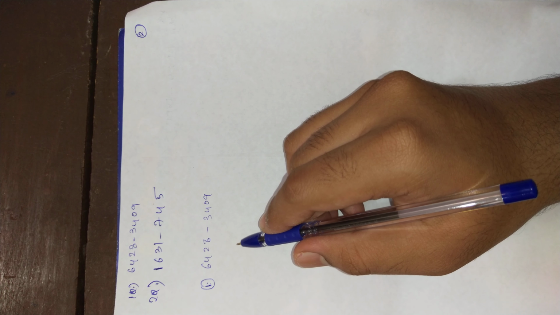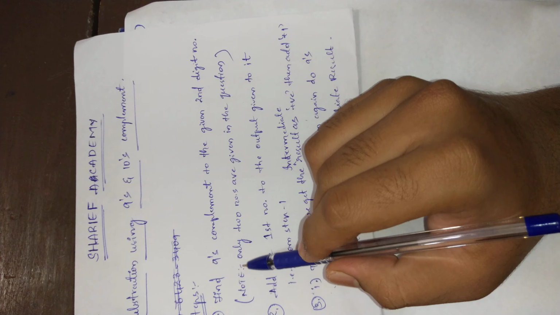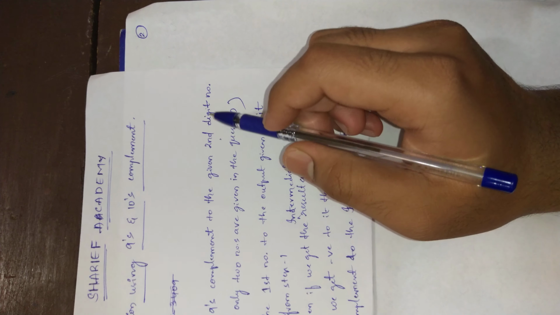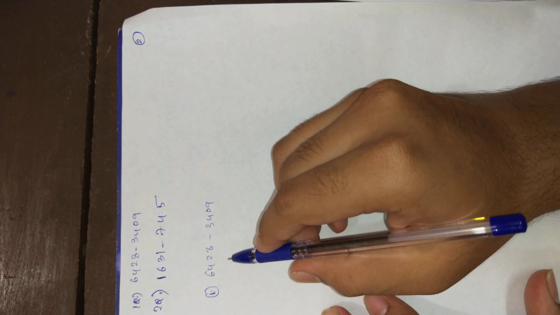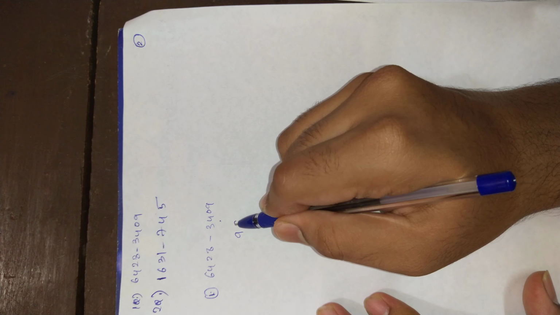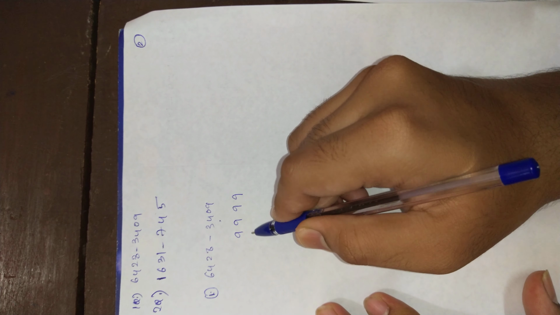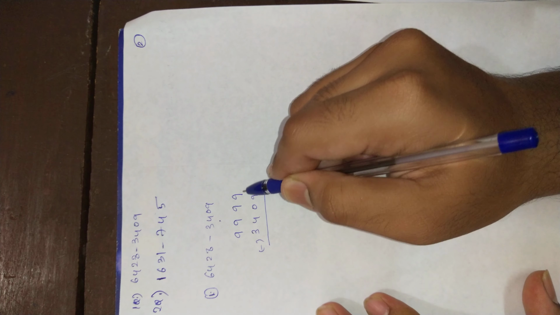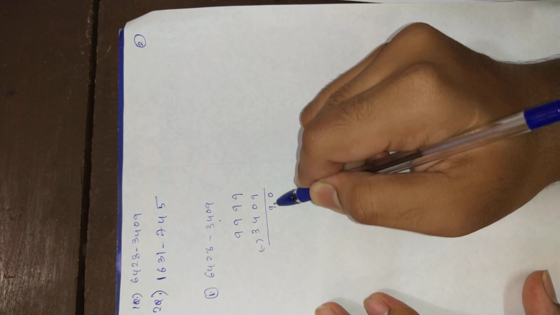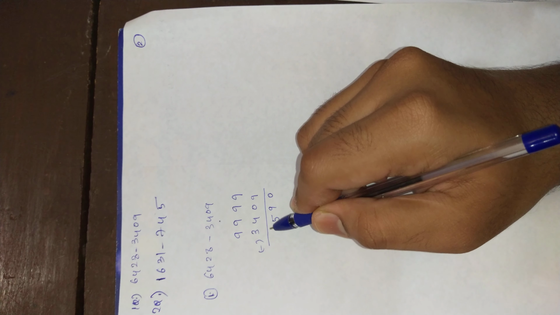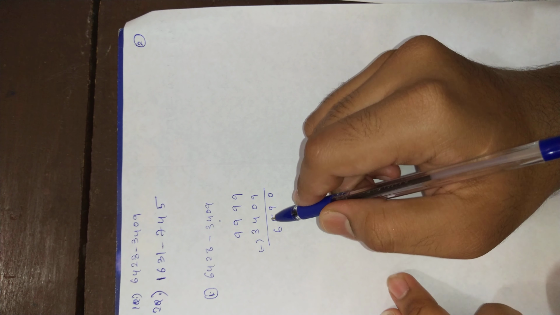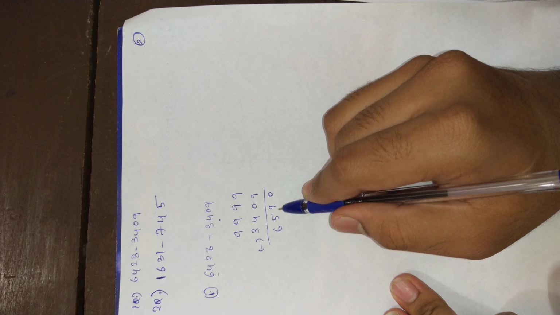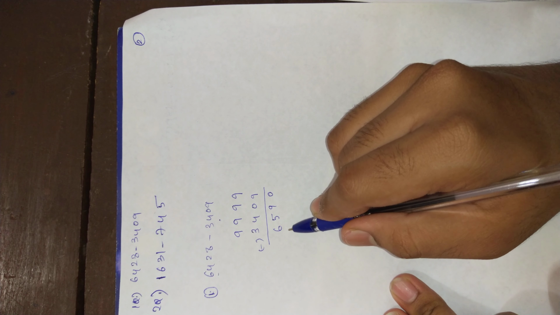Here are the steps. Find 9's complement of the given second number, that means the second number. First write all the 9's, then write 3409 below it, then subtract it. 9 minus 9 is 0, 9 minus 0 is 9, 9 minus 4 is 5, 9 minus 3 is 6. Then the first number is present here, so add to this 9's complement result.